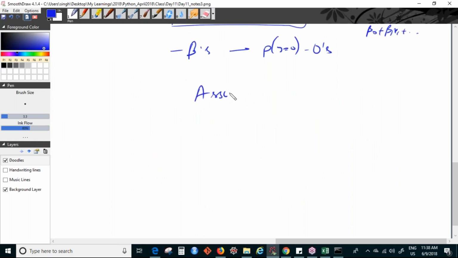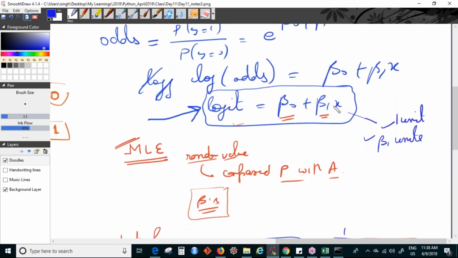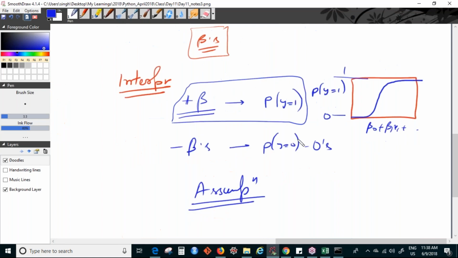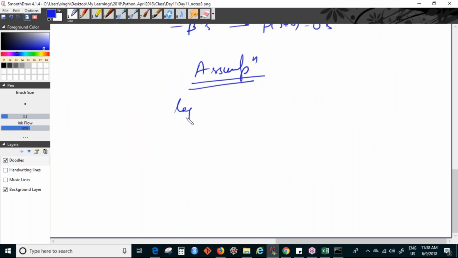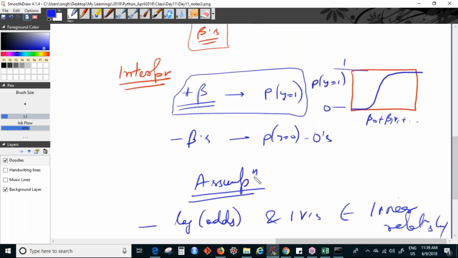We saw the two assumptions of logistic regression. One assumption, again coming from this equation, is that your independent variables should have a linear relationship with the logit, or log of odds. So log of odds and independent variables should have a linear relationship. The other assumption is no multicollinearity. This is the same as linear regression. There should not be any multicollinearity. So these are the only two assumptions in logistic regression.